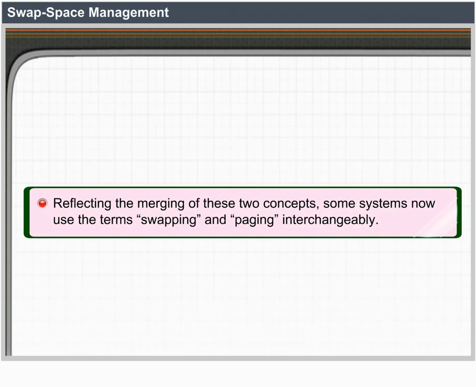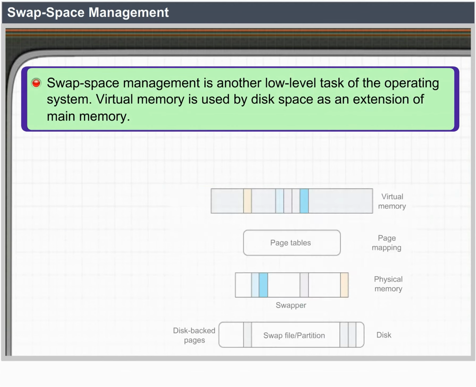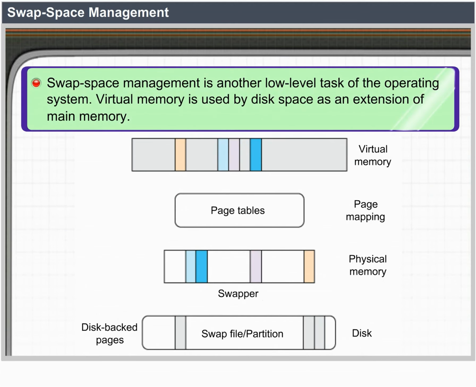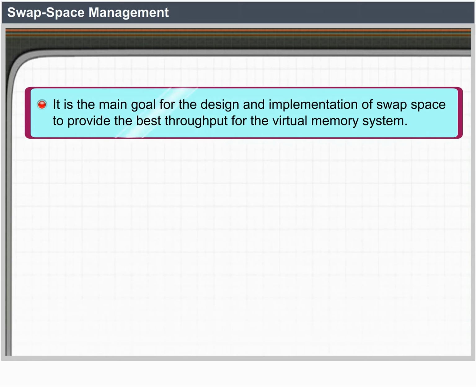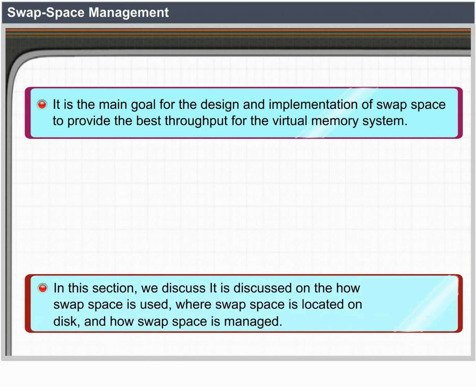Swap space management is another low-level task of the operating system. Virtual memory uses disk space as an extension of main memory. Since disk access is much slower than memory access, using swap space significantly decreases system performance. The main goal for the design and implementation of swap space is to provide the best throughput for the virtual memory system. In this section, we discuss how swap space is used, where swap space is located on disk, and how swap space is managed.